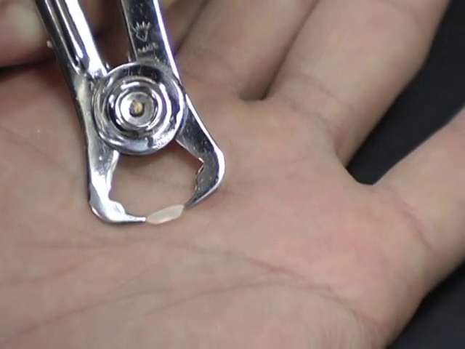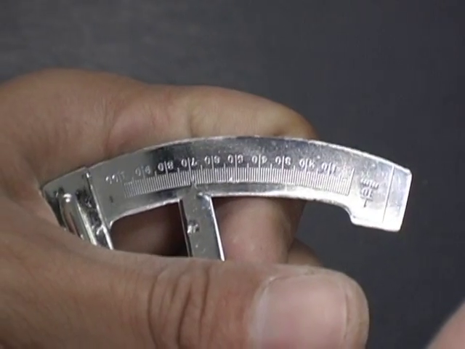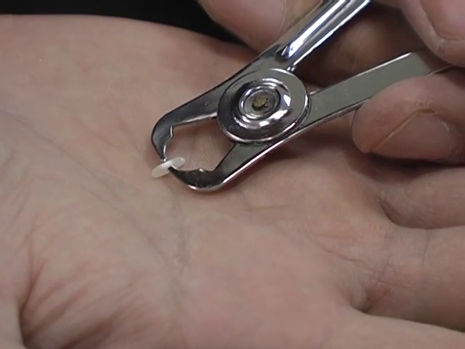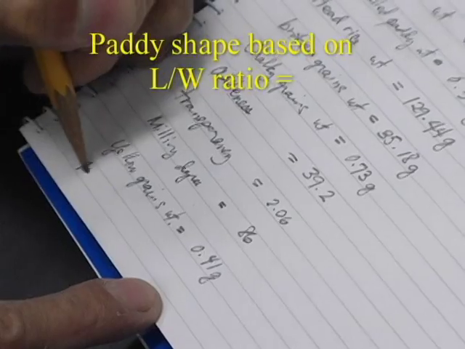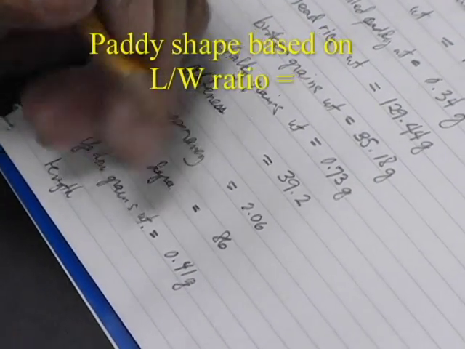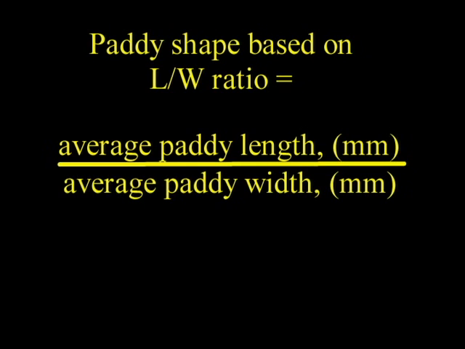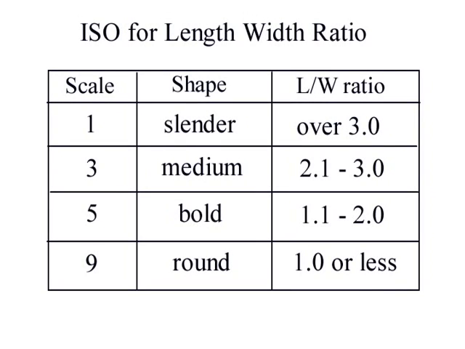Grain shape and dimensions are varietal properties and can therefore be used to identify a variety. For determining the rice grain shape, follow the procedure of determining grain shape of paddy. The average paddy length in millimeters divided by the average paddy width in millimeters. Based on the length to width ratio, the shape of the milled rice will be determined. The ISO classification is as follows.